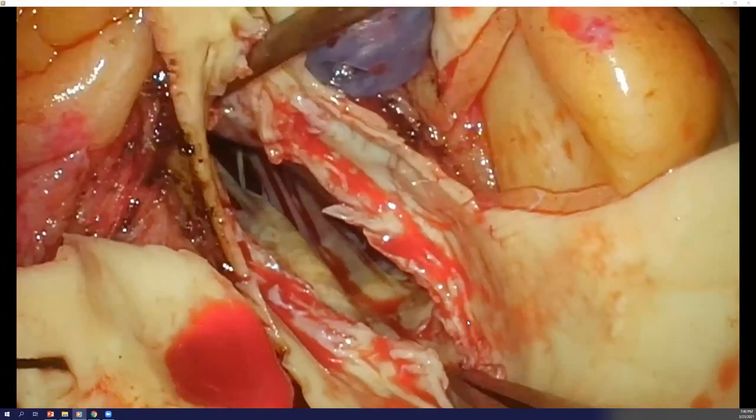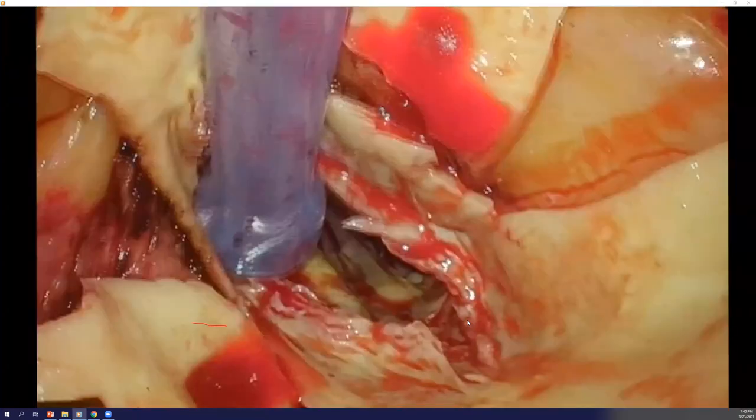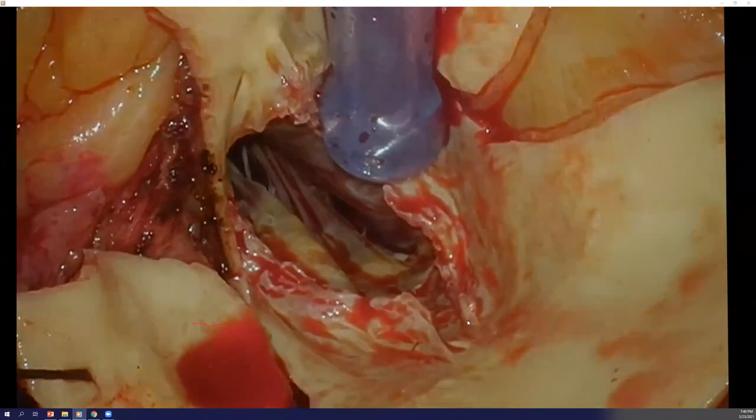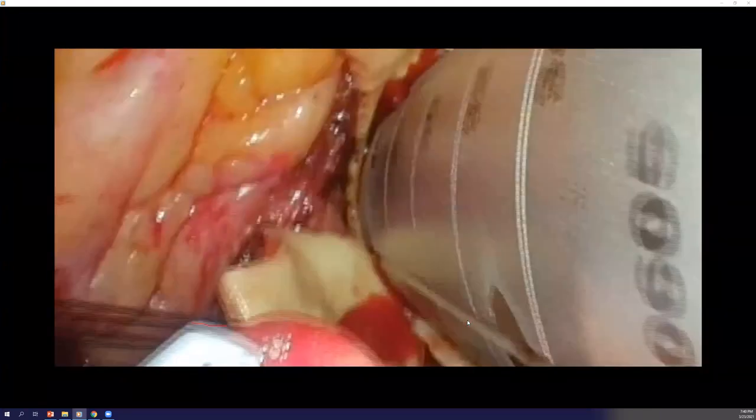Before we shift our attention to the right side, we examine the aortic roots. It's important to make sure that we have symmetry of the commissures. In this case, it's a type zero bicuspid, so the commissures are 180 degrees apart. So we have to completely ignore those.